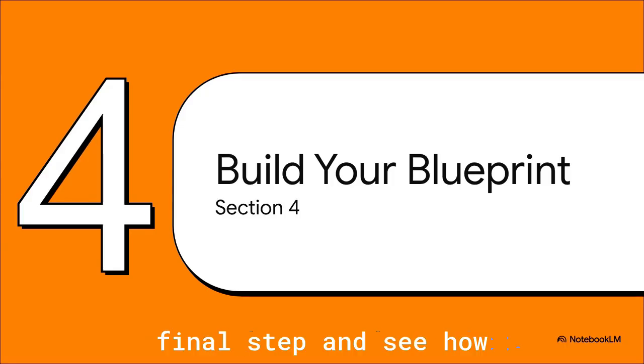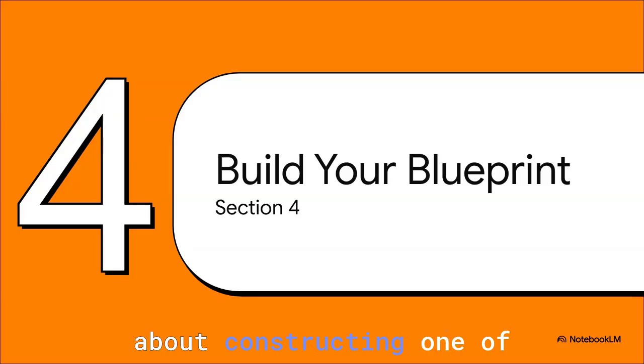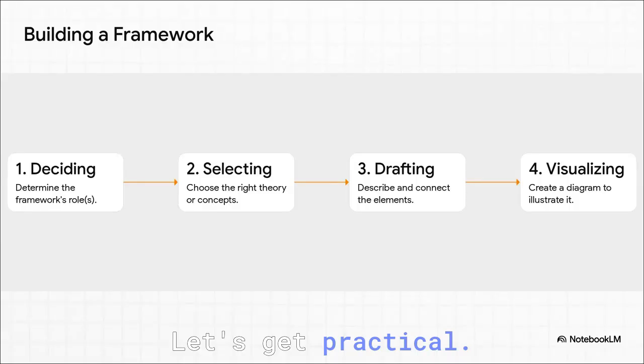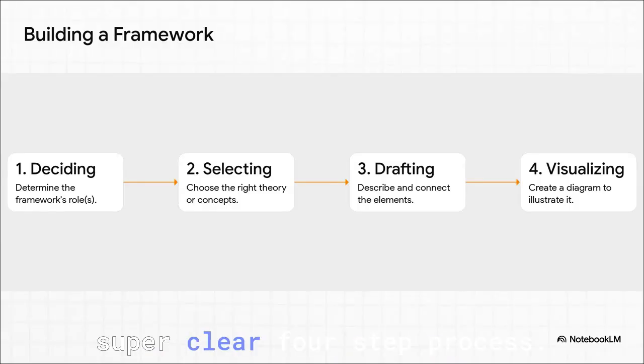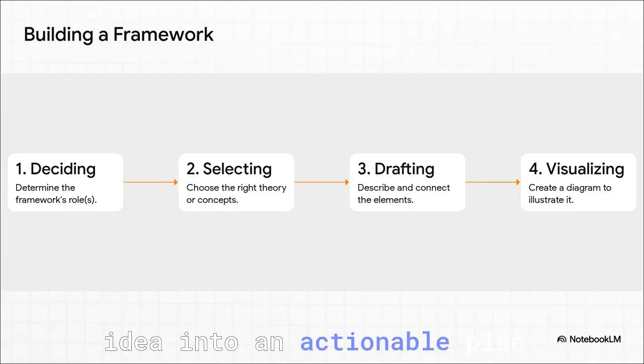So let's move on to the final step and see how this all comes together. How do you actually go about constructing one of these powerful blueprints for your own work? Let's get practical. It really boils down to this super clear 4-step process. First, you decide what you need your framework to do. Then you select the right building blocks, either a whole theory or a set of concepts. Next, you draft the narrative that connects it all. And finally, you visualize it. You draw it out to make it crystal clear. It turns a really complex idea into an actionable plan.